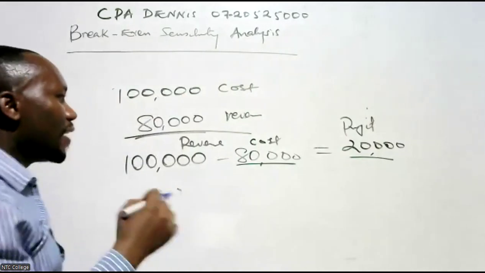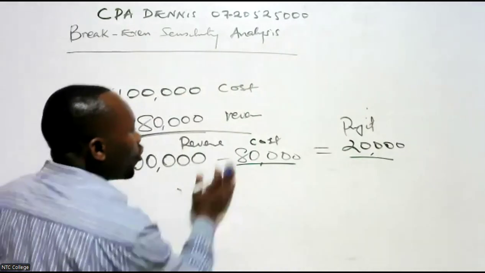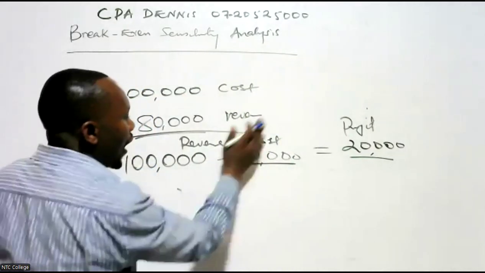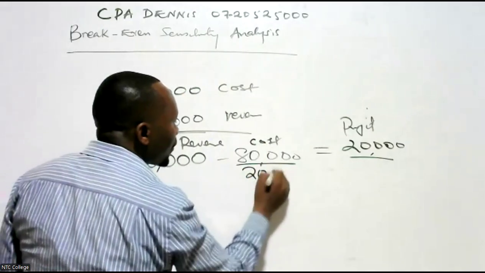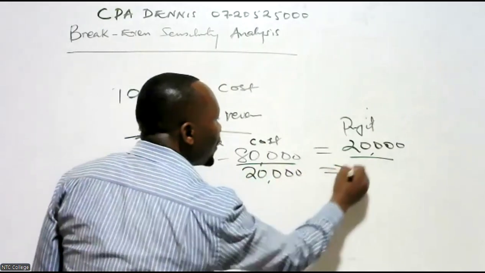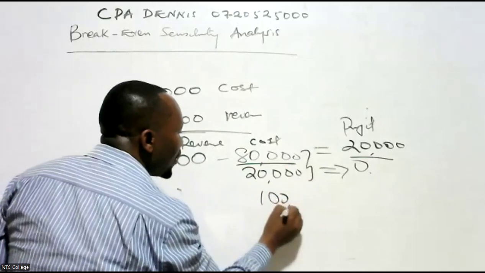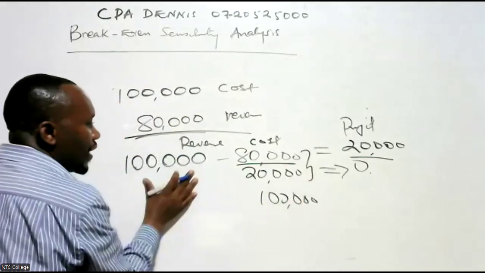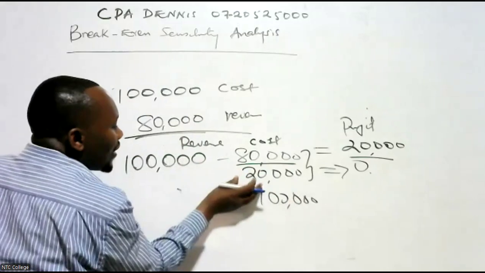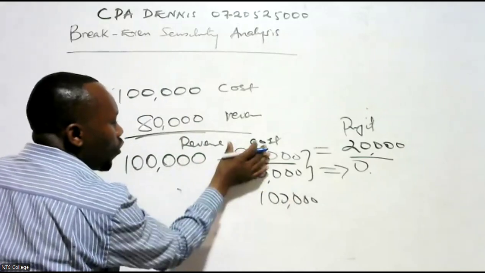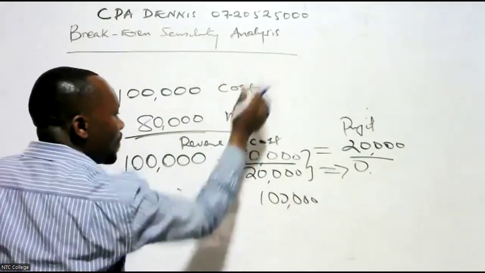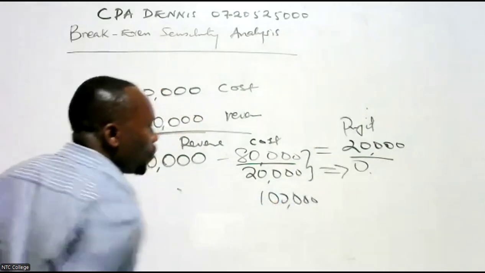So that means that definitely the cost must go up. The cost must go up by additional 20,000 for us now to come to 0 profit, right? If you add 20 here, you are having 100, which is equivalent to this 100 here. So that means that there must be adverse variance in the cost. It has to go up for us to have a 0 profit.